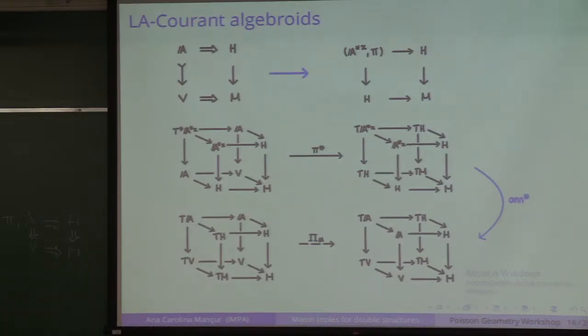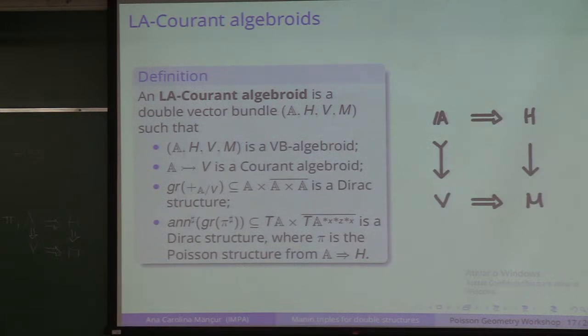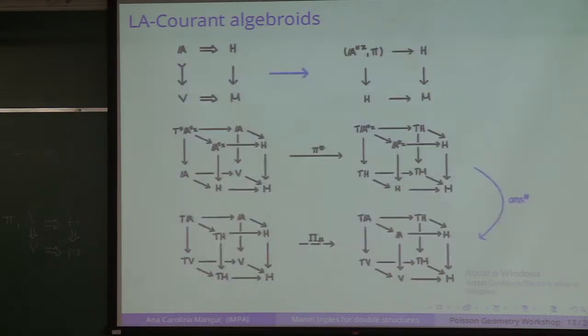This definition was made by Leblanc. It's not a map. I only take the dual on this direction here and get a relation. And this relation will be given by annihilator sharp.